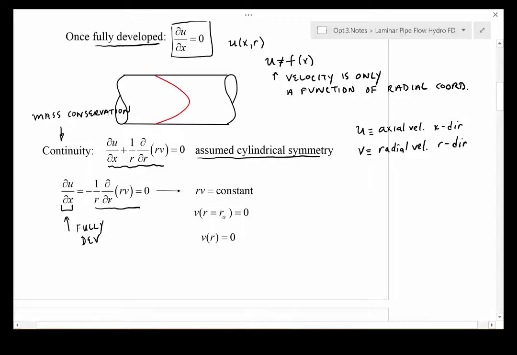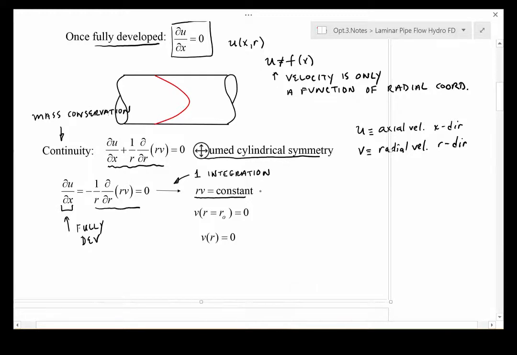So, if we have that (1/r) d/dr of (rv) is equal to 0, we multiply both sides by r, and we have d/dr of (rv) is equal to 0. We integrate it once, and we have rv is equal to a constant. So this is after one integration.